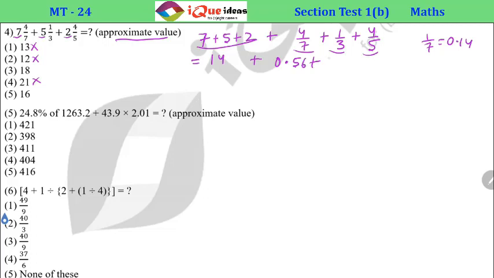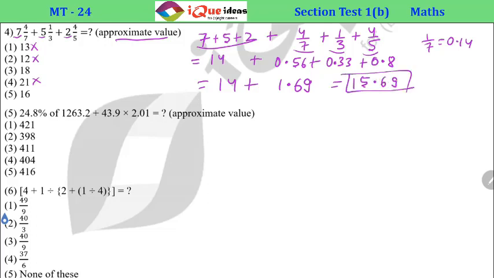1 by 3 will be 0.33. 4 by 5 will be 0.8. Okay, the percentage calculation will help us here. So it is 14 plus, simply add them: 6 plus 3, 9, 5 and 3, 8, and 8, 16. So 1.69. So it is 15.69. So without much approximation, we have got our answer as 15.69.